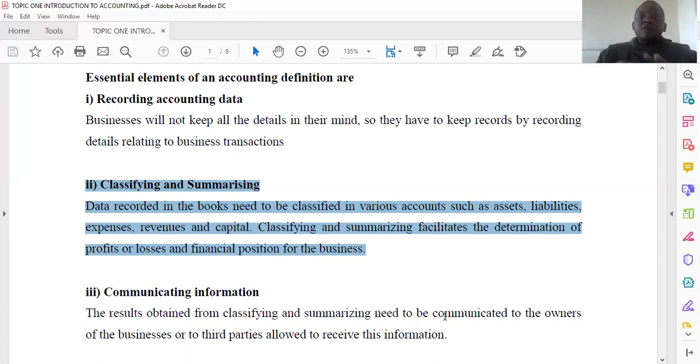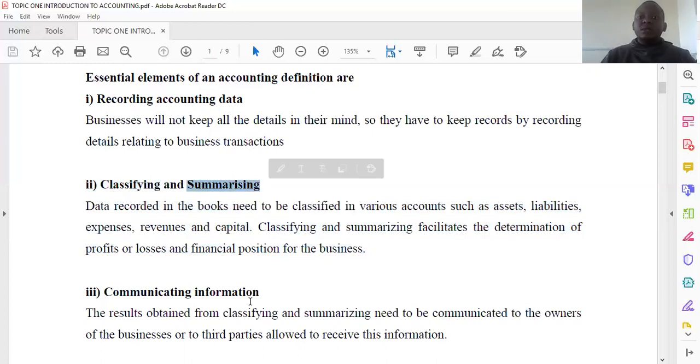So we have various, numerous transactions. These transactions need to be classified. So that's another key element of an accounting definition. And then we have summarizing, which is another key element of an accounting definition. So summarizing facilitates the determination of profits and losses.